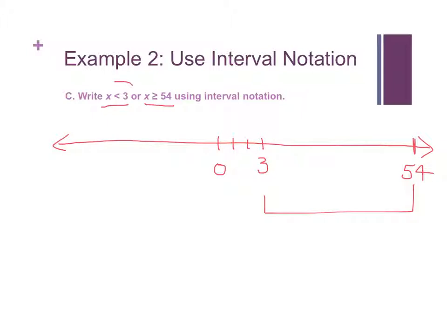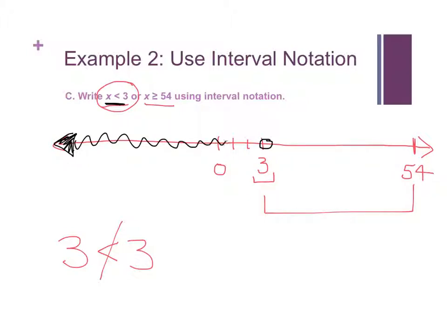Okay, so here's the deal. I want to shade x is less than 3. So first of all, I need to decide, do I include 3 in this inequality or not? Is 3 less than 3? I would say no, 3 is not less than 3, which means that I am not going to include 3, so on the diagram I'm going to have an open hole on 3. And now I want to shade all the numbers that are less than 3, which means I'm going to shade the entire number line to the left of 3. All the numbers that are less than 3 are to the left of 3.